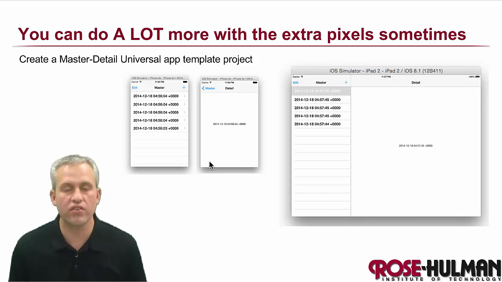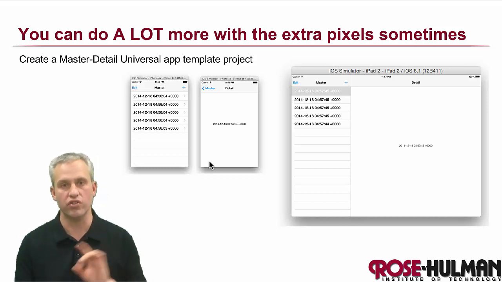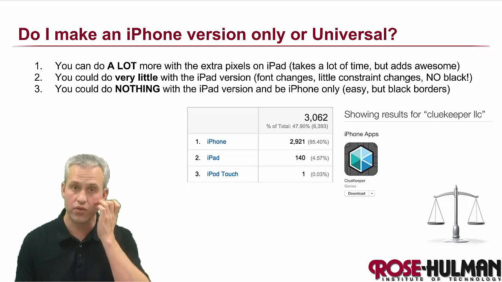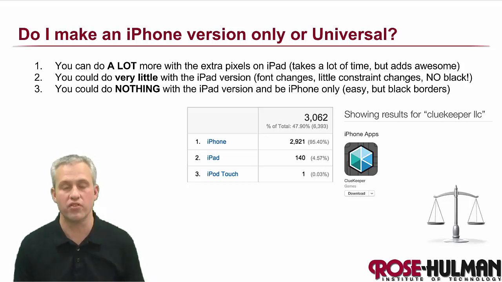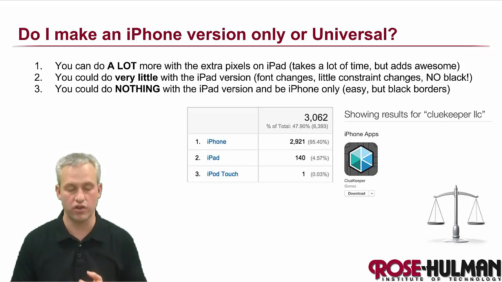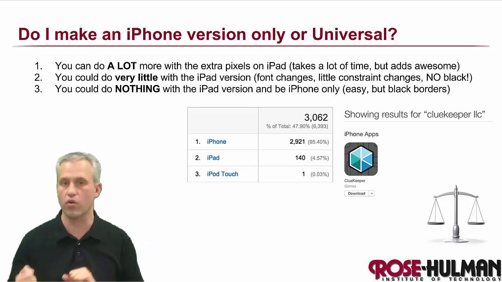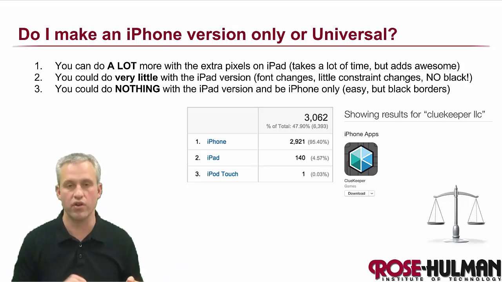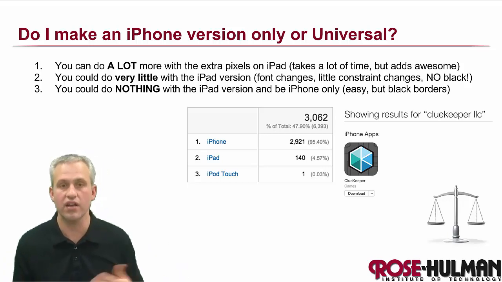So that's just one of the decisions that has to weigh into your decision as to whether you want to be universal or not be universal. So you end up with three options most of the time. You could do a lot, right? You could make a split view controller or whatever it is on iPad, and then a drill down navigation controller on iPhone. It does take time, right? But it does add awesome. So it might be something you really want to do.